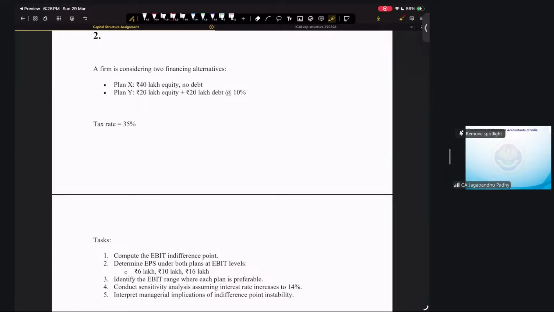A negative DFL means for every 1 rupee increase in EBIT, there will be 1.57 lower EBT. No, EBT will increase, but the number is negative. If the EBIT increases, your EBT is also going to increase. But since we are in negative territory, in negative profit or loss, we are getting it as a negative.